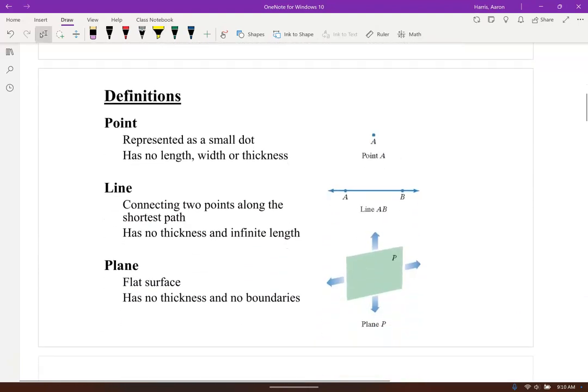A point, well, a point's just a small dot, right? It has no length, width, or thickness. A line simply connects 2 points, right? It's just between the 2 points. A plane is two-dimensional, has no thickness, right? So think of like a chalkboard, except a chalkboard with no thickness. That would be a plane.